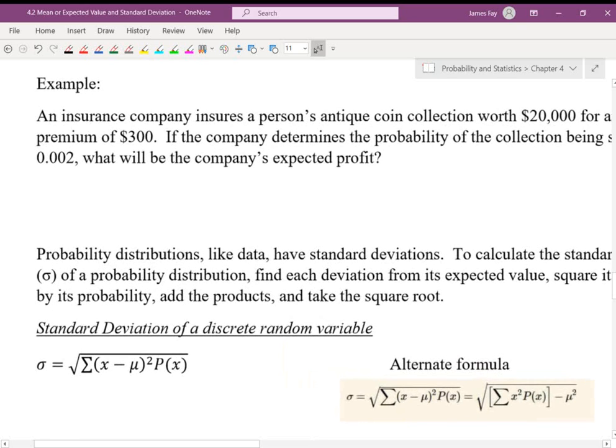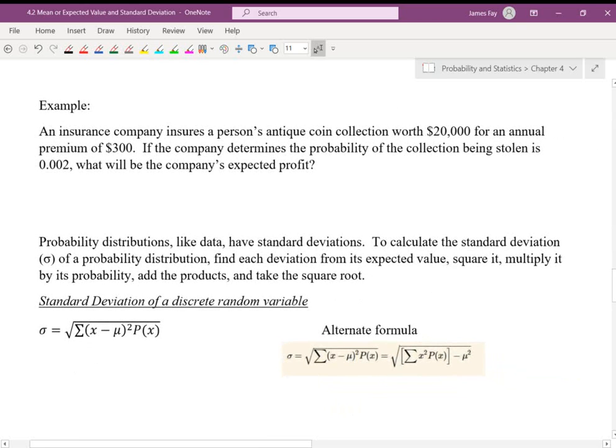So this one says an insurance company insures a person's antique coin collection worth $20,000 for a premium of $300. If the company determines the probability of the collection being stolen is 0.002, what's the company's expected profit? So we have two situations, okay? There could be a claim or no claim, right? Okay, or stolen, not stolen.